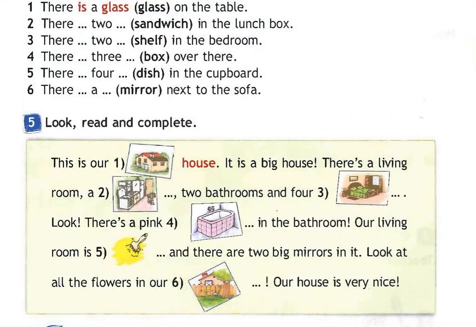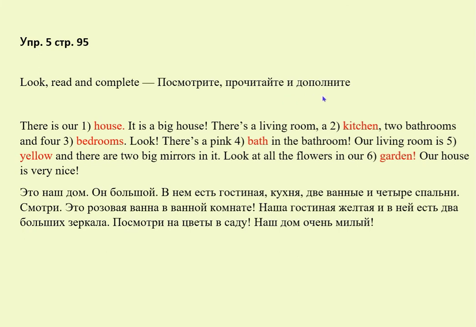My dear friends, we must do exercise number 5. Look, read and complete. There is our house. It is a big house. There's a living room, a kitchen, 2 bathrooms, and 4 bedrooms. Look, there's a pink bath in the bathroom. Our living room is yellow, and there are 2 big mirrors in it. Look at all the flowers in our garden. Our house is very nice.